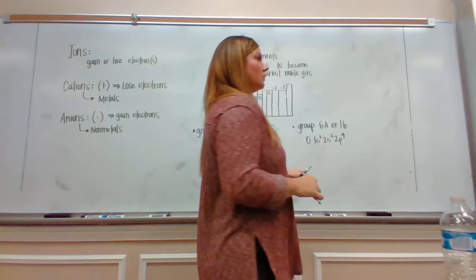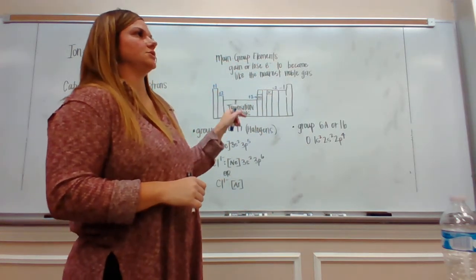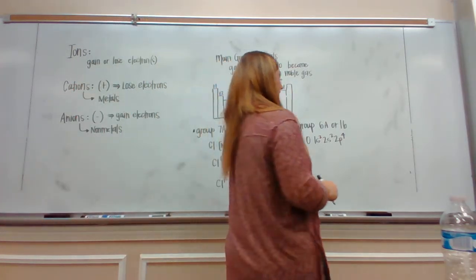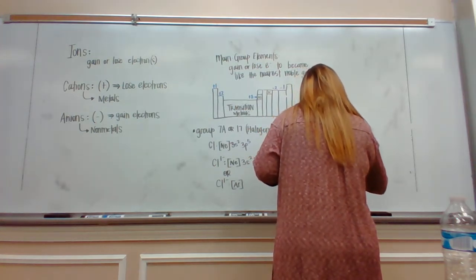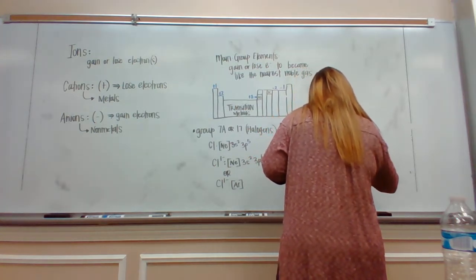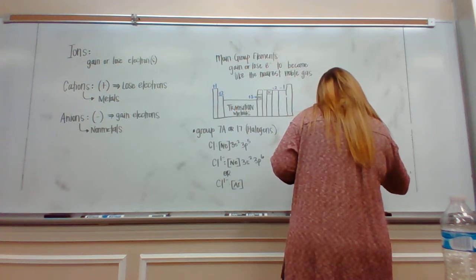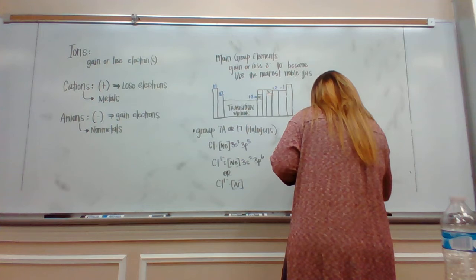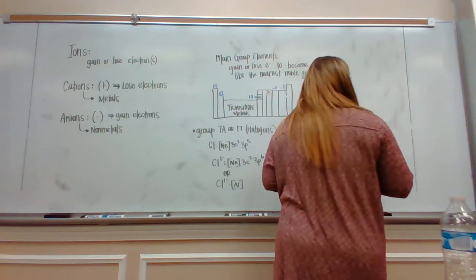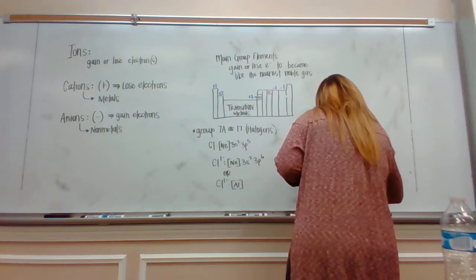Okay, so normal oxygen is 1s2, 2s2, 2p4. If I gain 2 electrons, I'm going to put them in that p orbital. Or I could just say oxygen is now like neon.